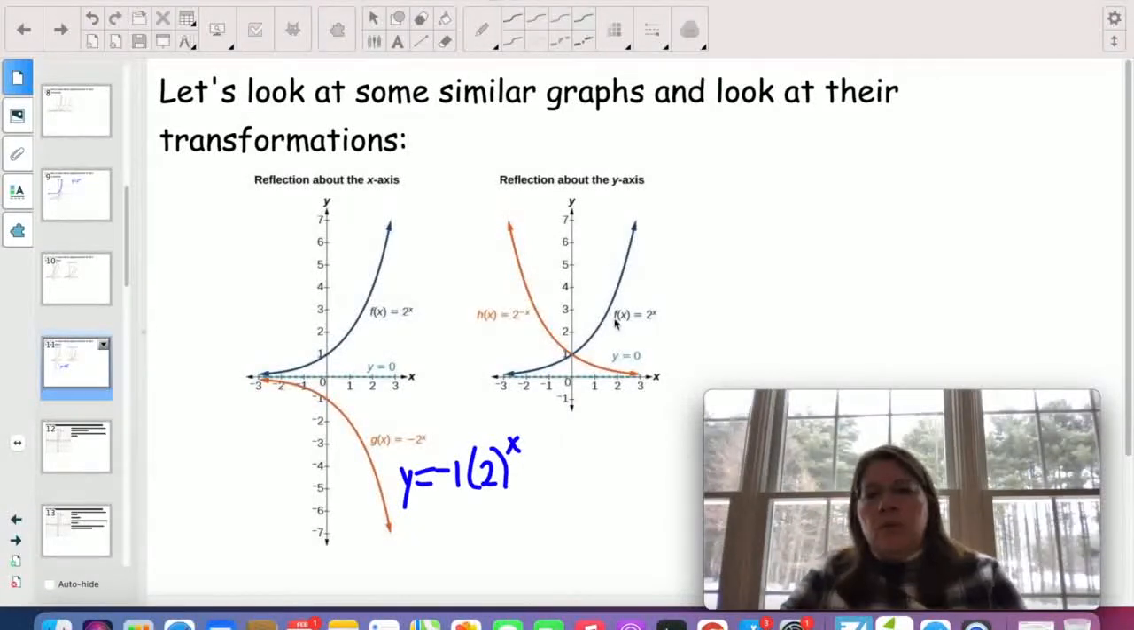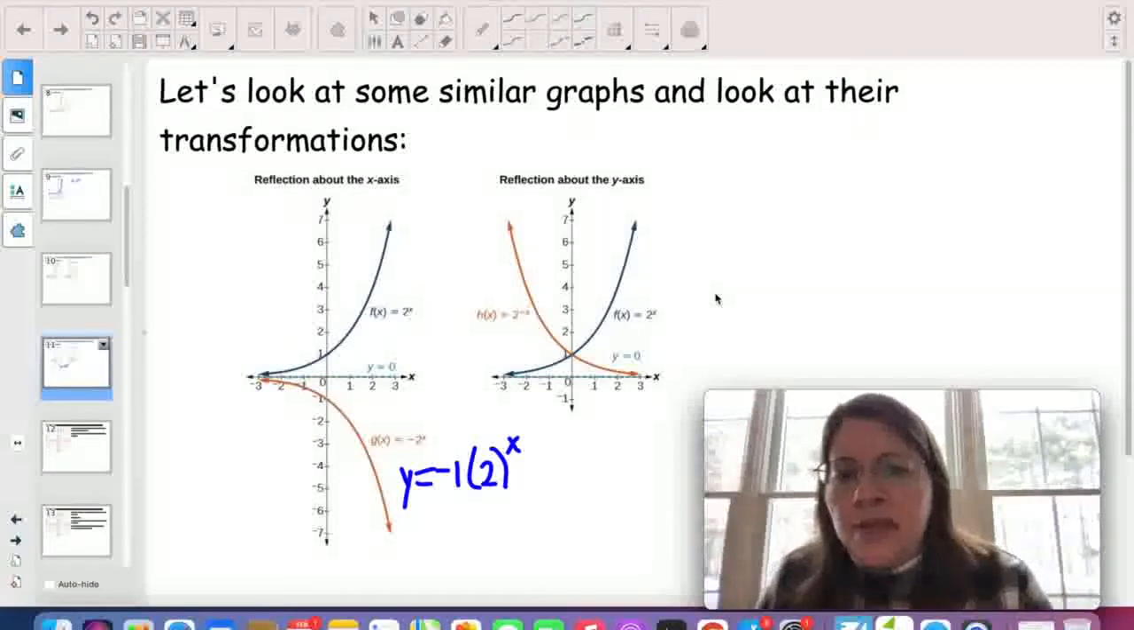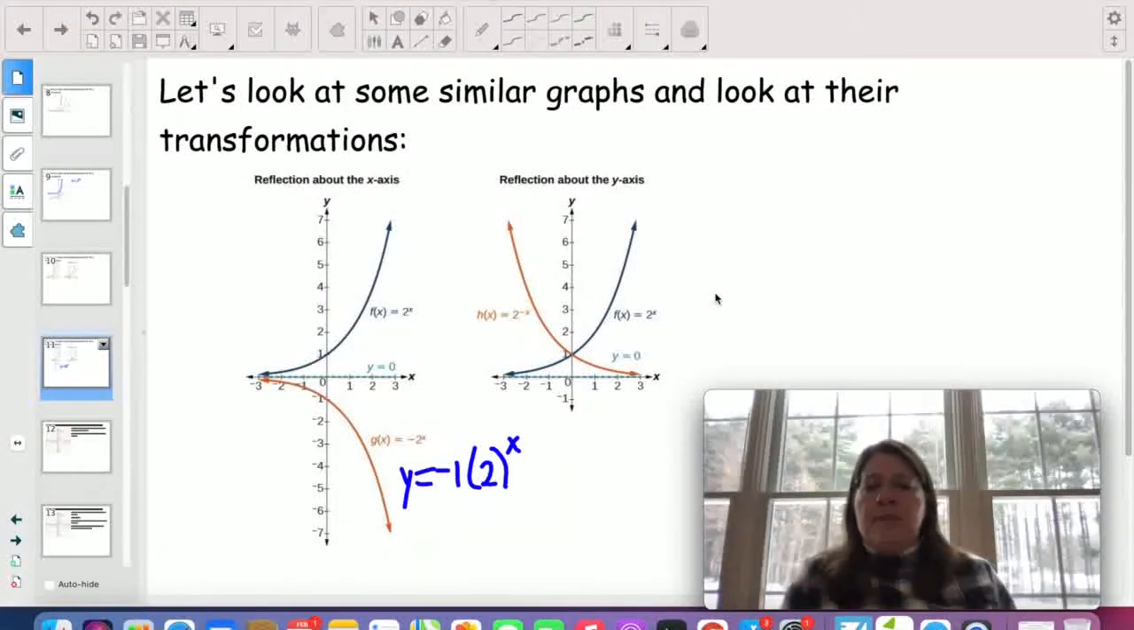Here, we've got f of x equals 2 to the x, and we're talking about what happens when we multiply the exponent by a negative. Well, that will flip it across the y-axis. Now, all of these things can be graphed in Desmos. It's not important that we know how to graph them by hand, but we should be able to recognize the type of transformations that are going to take place when we do these mathematical operations to the parent function graph.